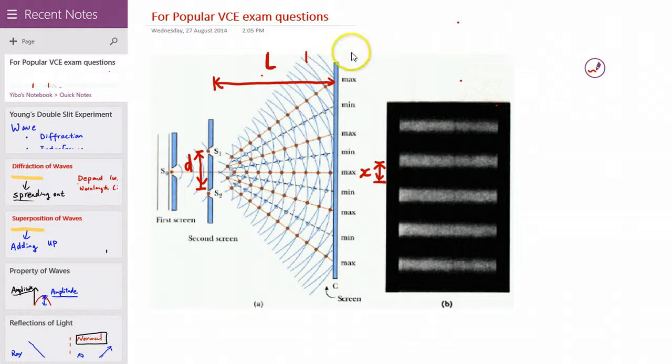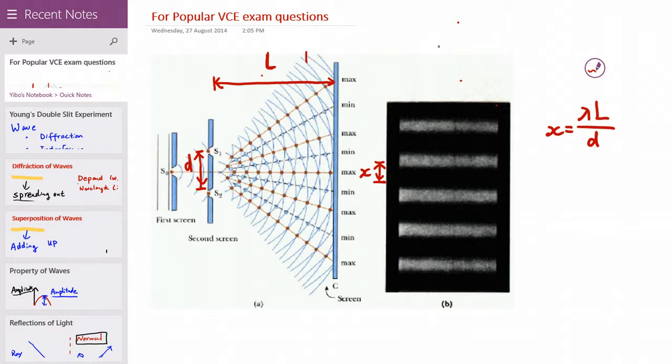What Young did was, Young gave us a formula. Young told us that x, which is basically the spreading of the interference pattern here, can be measured by wavelength times the length divided by the distance between two slits.